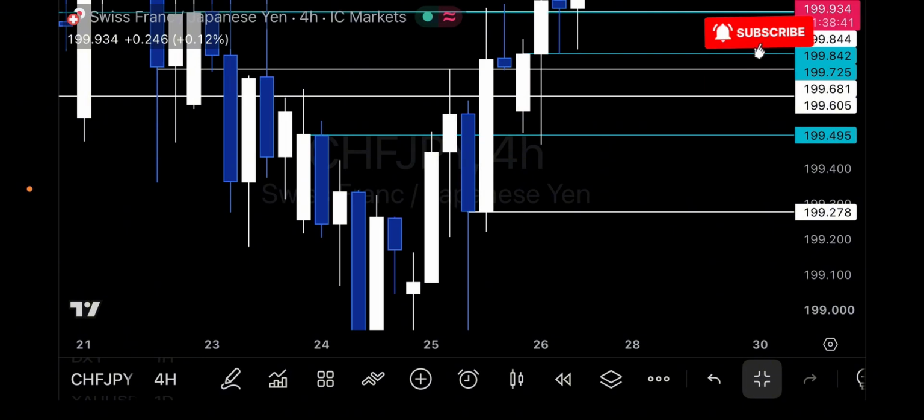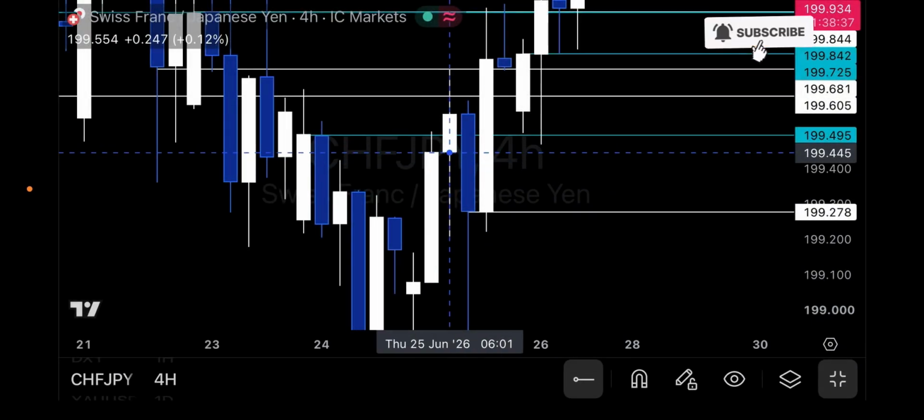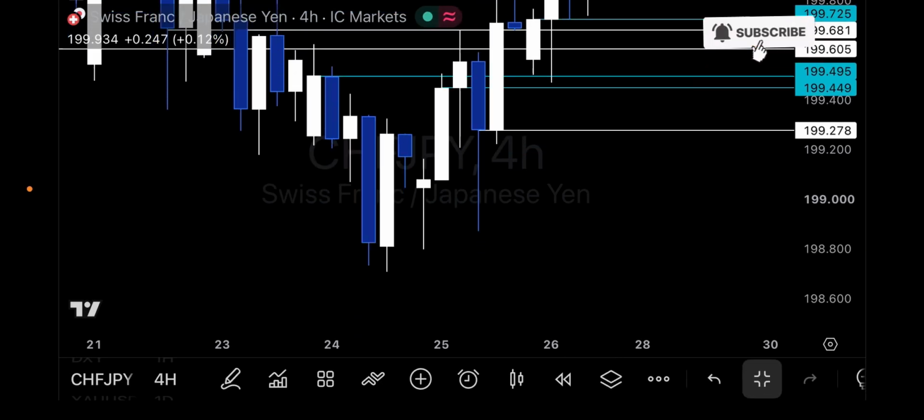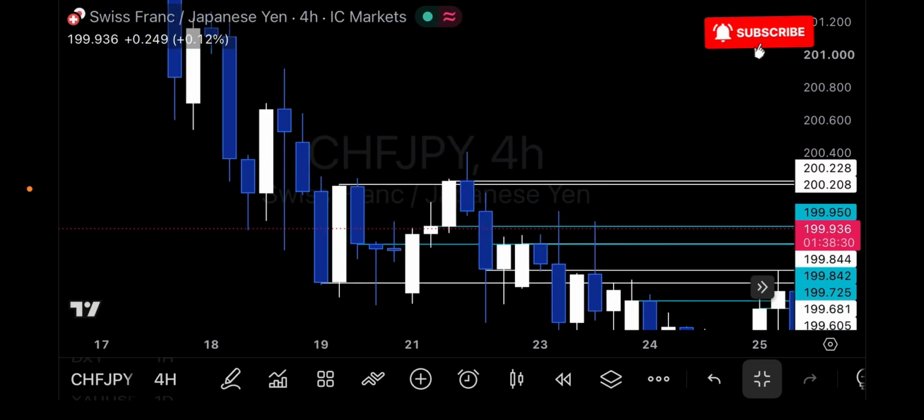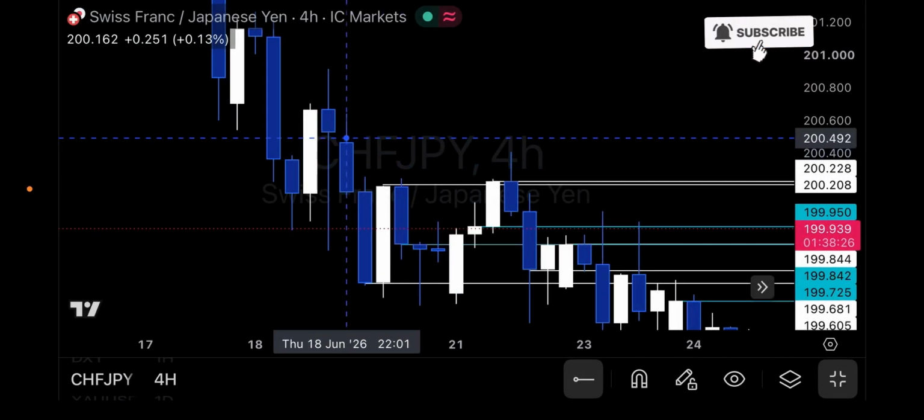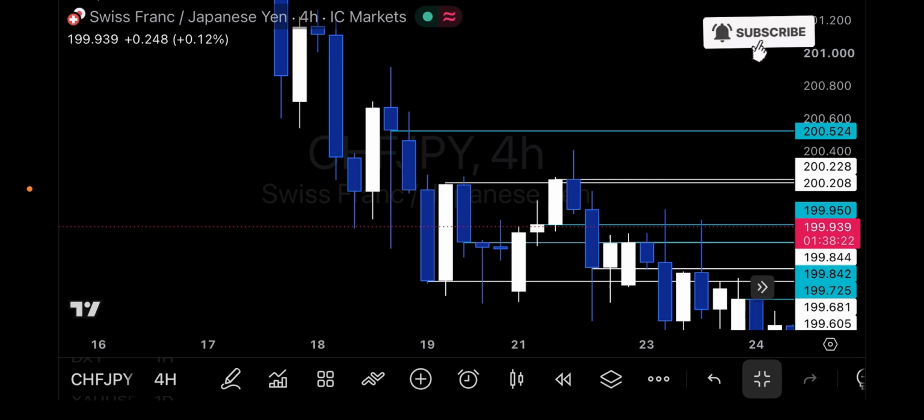Let's look for another kissing candle. This one is another kissing candle also, as you're seeing right here. It's another kissing candle too. Let's check. So these things are everywhere on the chart. They are everywhere on the chart. You can just go to the chart and then try to identify them.